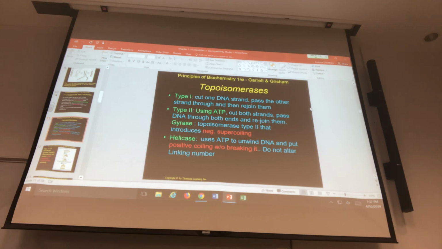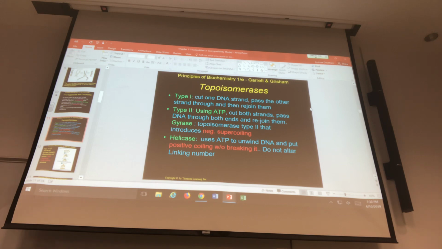Yes? So when you actually unwind the DNA with helicase, there's no supercoiling created? Yeah, when you unwind DNA with helicase, ahead of that area, there's going to be some supercoiling that develops, because whenever you disturb DNA in any way, you create supercoiling elsewhere. Okay. Yes?